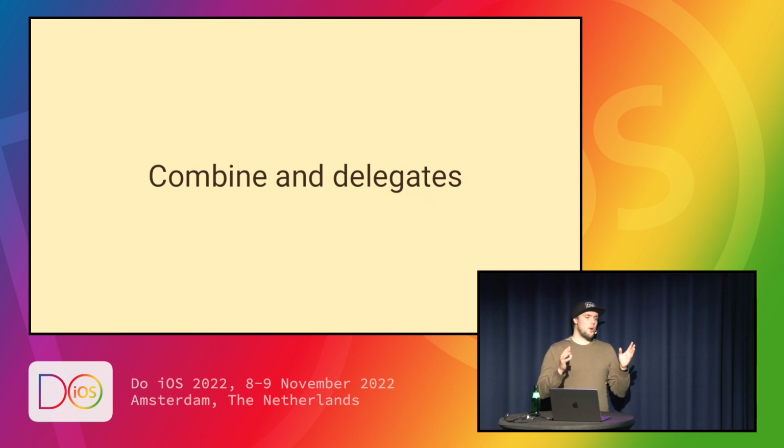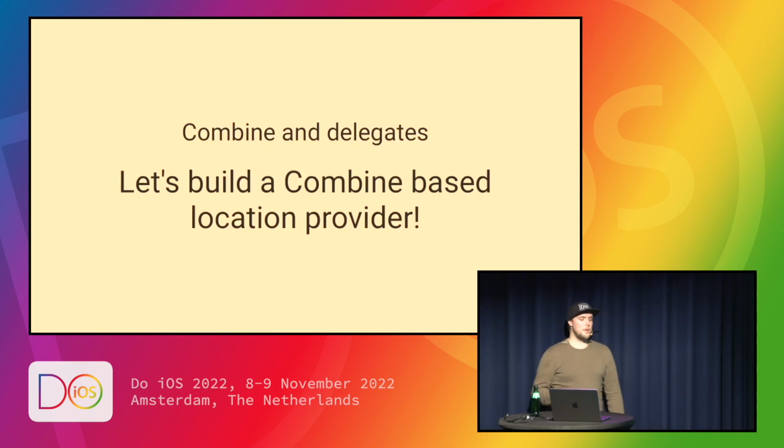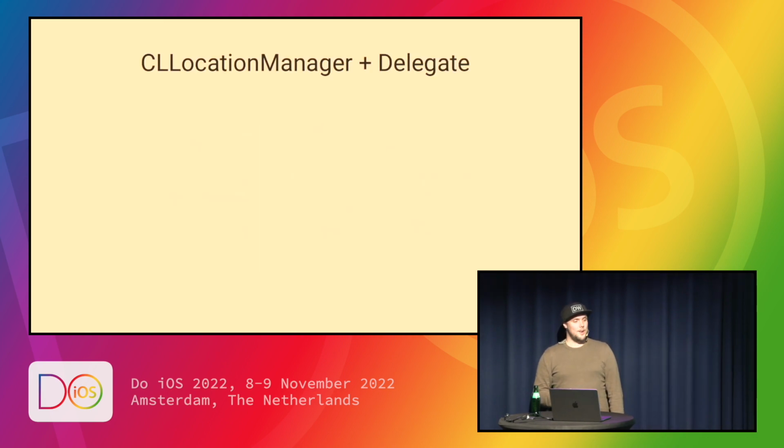So let's look at one more Combine and old school way of doing things comparison before we get to async await. And we're going to do that by building a Combine-based location provider. Now, your initial instinct, if you've ever worked with Combine, would be, he's going to show us how to do a custom publisher. I won't, because we don't need one. Just if you've never done CLLocationManager stuff before, let's look at what it looks like in the old way of doing things.